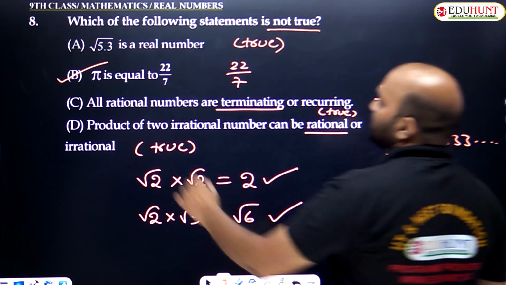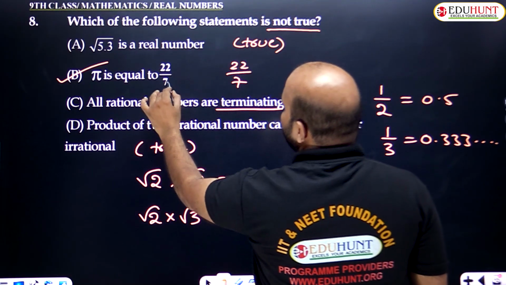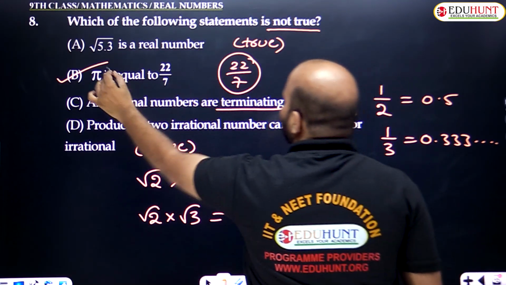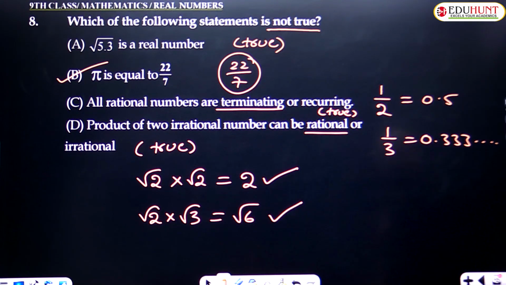So which one is the wrong statement here? Not true means 22 by 7 is a rational number, and it is not exactly equal to the value of pi. So option B is a false statement, nothing but not true.